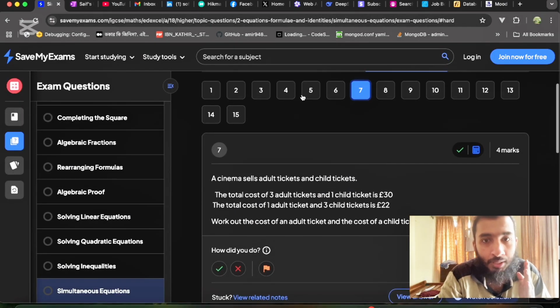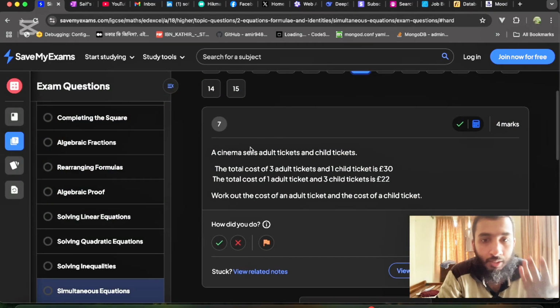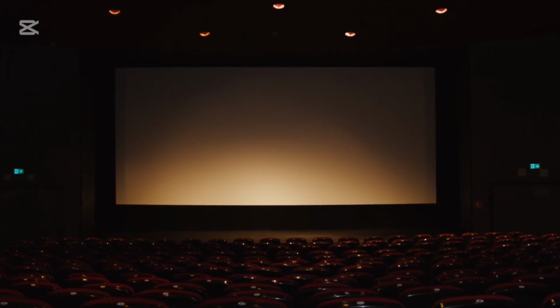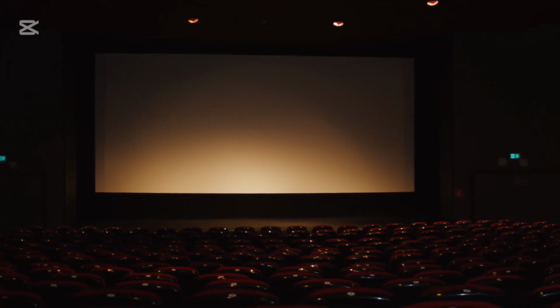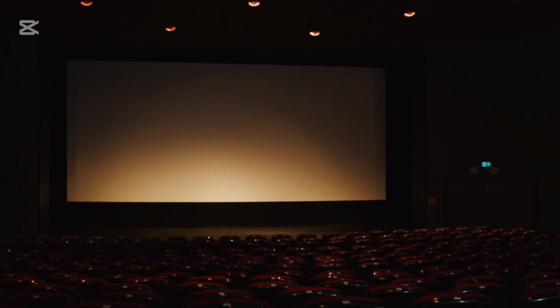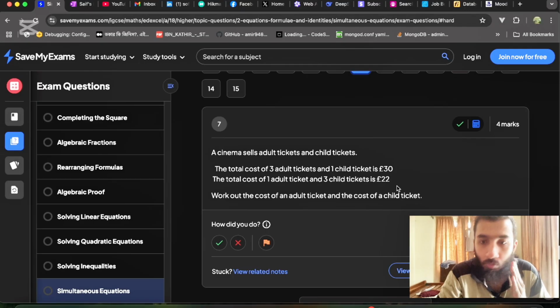So let's read problem 7. The other problems are very similar to what we did so far. So if I focus on problem 7, let's read the problem. It says, a cinema sells adult tickets and child tickets. The total cost of 3 adult tickets and 1 child ticket is 30 pounds. The total cost of 1 adult ticket and 3 child tickets is 22 pounds. So you have to work out the cost of an adult ticket and the cost of a child ticket.